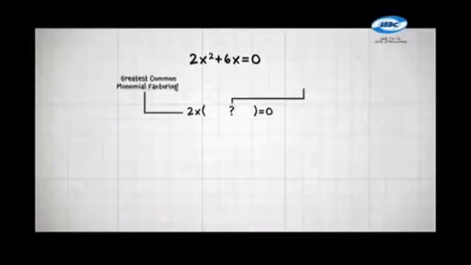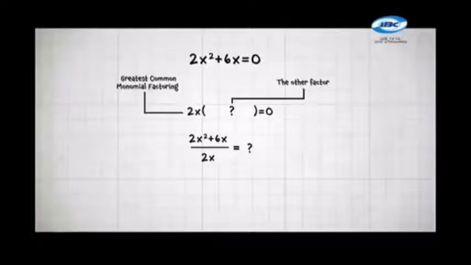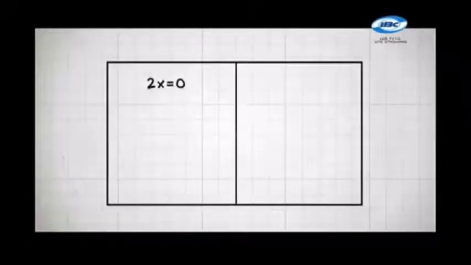What is the greatest common monomial factor? Did you say 2x? If you did, you are right. So how do we obtain the other factor? We divide the polynomial by this GCMF. And what is the result if we divide 2x squared plus 6x by 2x? The result is x plus 3. Hence, the equation is 2x multiplied by the binomial x plus 3 equals 0. Then we apply the ZPP, and then we solve for x.